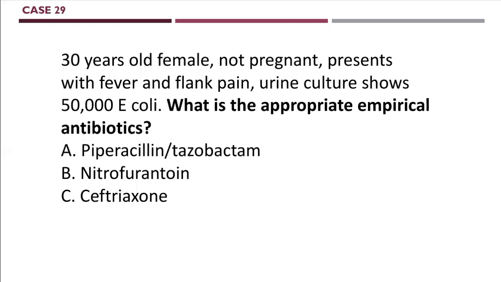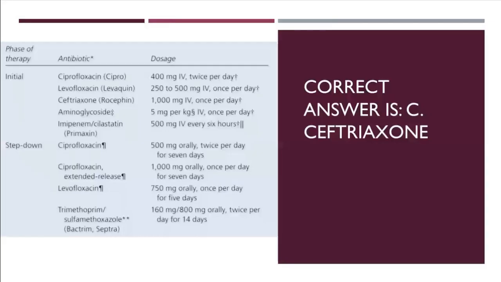30-year-old female, not pregnant, presents with fever, flank pain, urine culture shows 50,000 E. coli. What's the appropriate empiric antibiotic? A, piperacillin tazobactam, B, nitrofurantoin, C, ceftriaxone. Basically pyelonephritis because they have fever and flank pain with the positive culture. B, nitrofurantoin. When you have these kinds of patients, you want to go aggressive because it's pyelonephritis.